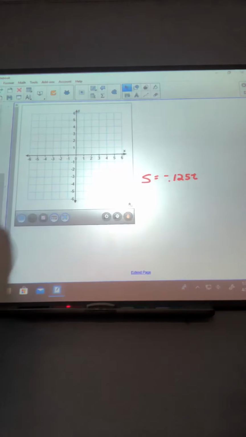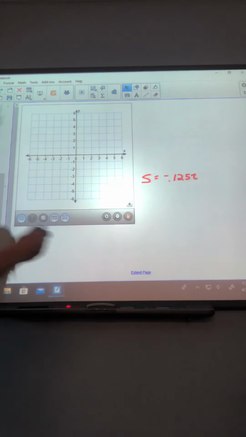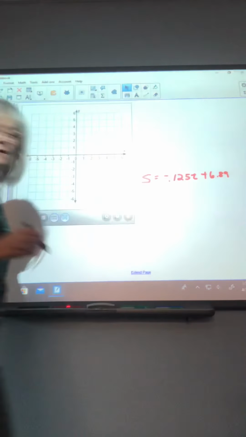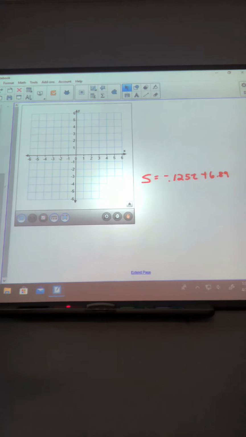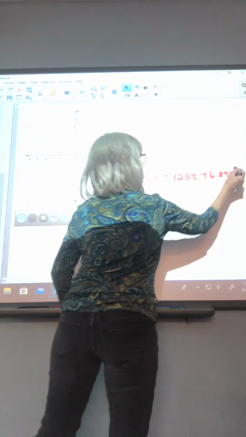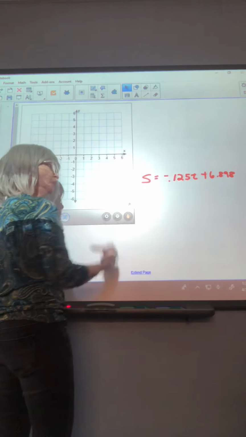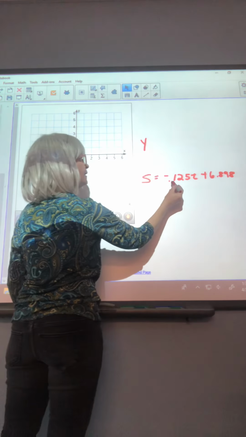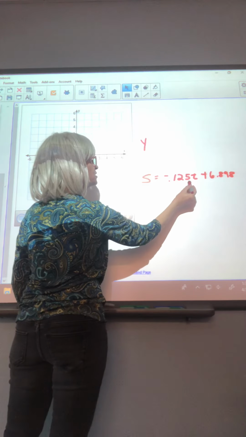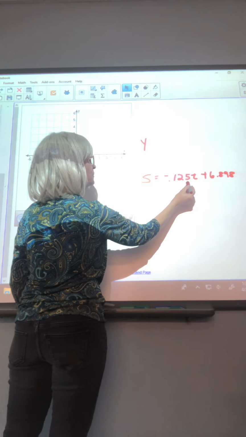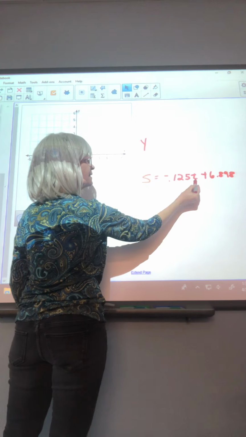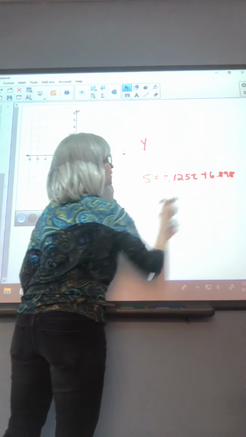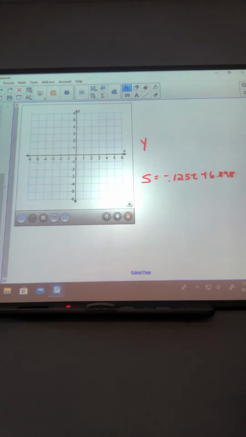0.125t plus 6.898. Okay. So the way that we have been doing things, the S is representing the Y. This negative 0.125 is the slope. The T is the X, and in this case it's representing time. And this would be the Y-intercept, okay?